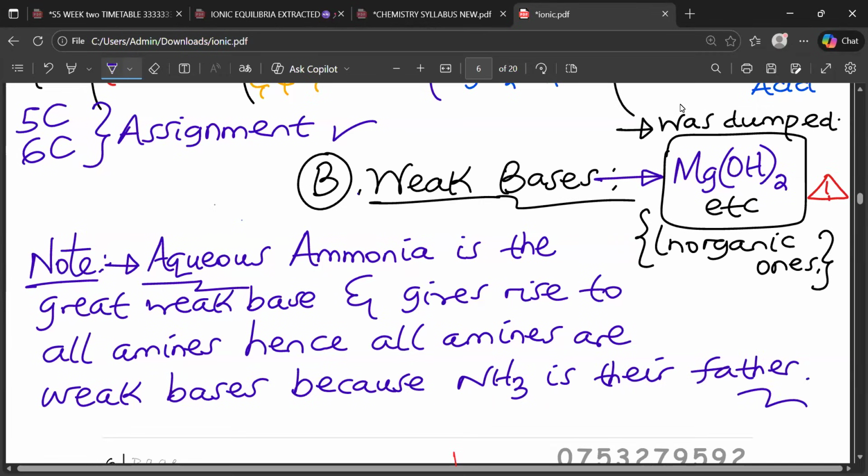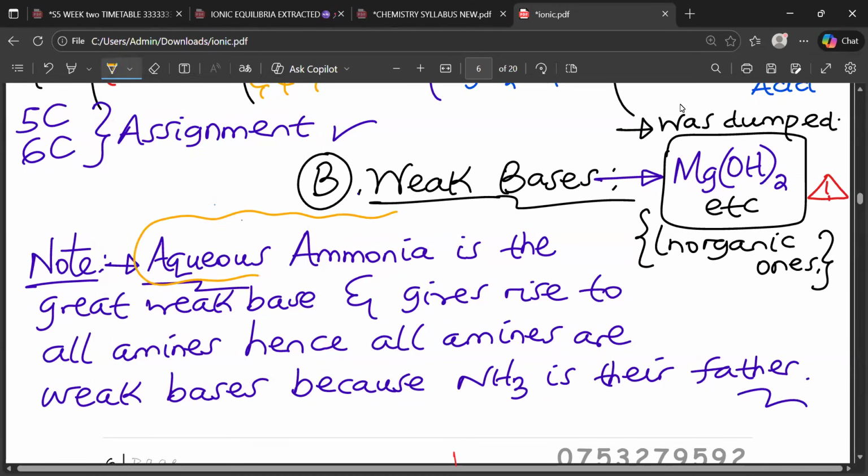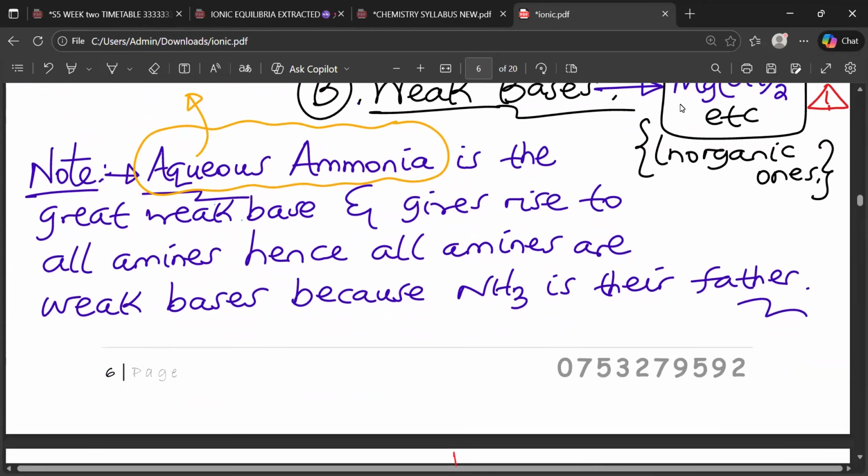You people first understand that ammonium hydroxide does not exist. If you want to write ammonia in the form of a solution, it's either aqueous ammonia or ammonia solution. We are going to see that. But that word, ammonium hydroxide, is not there. So ammonia is our great weak base. It is the one that comes first, the rest come later.